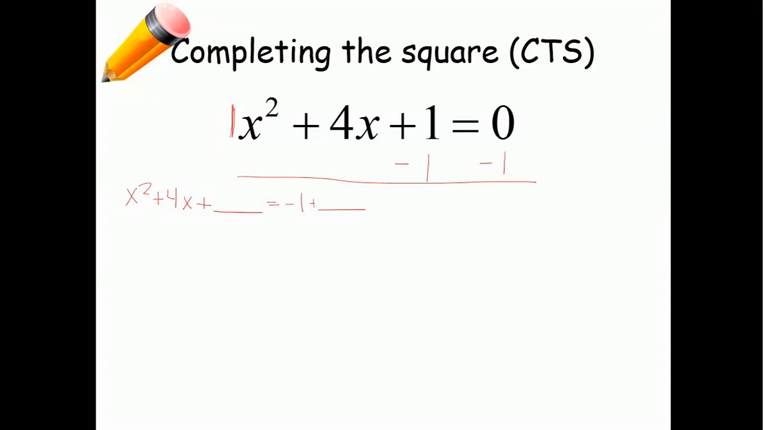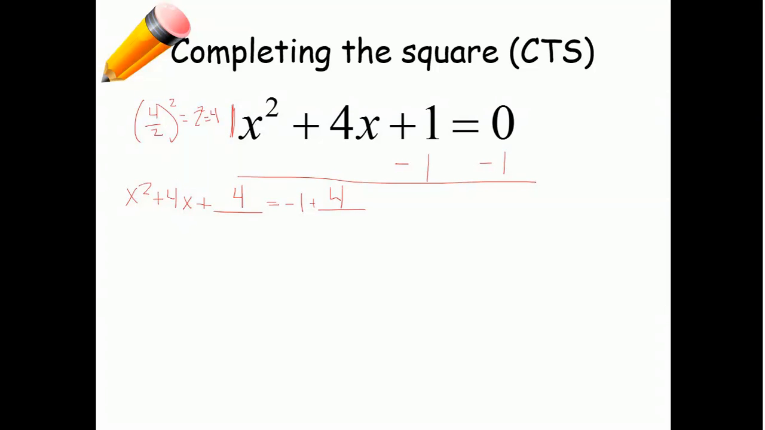Now this is where the completing the square part comes in, where we figure out what's going to fill in the blank. I need to do 4 divided by 2 and square that. So 4 divided by 2 is 2. 2 squared is 4. So 4 is what I'm going to fill in my blank. Now 4 is over here and 4 is over there. The blank is the same number on both sides.